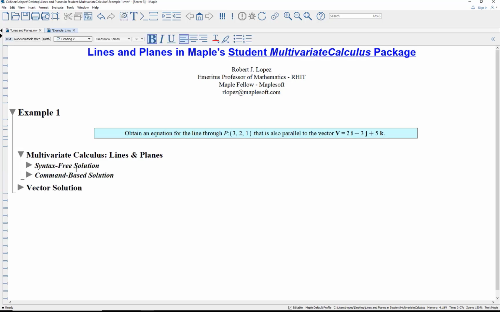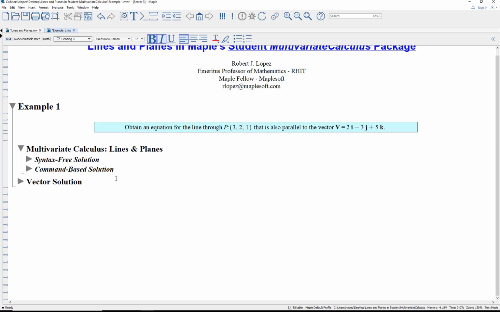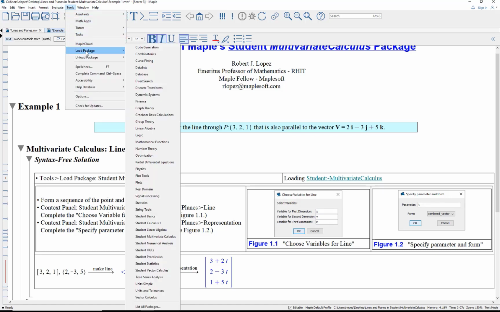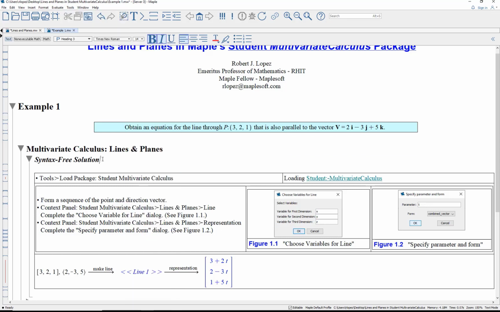I'm going to solve it in two different ways, a syntax-free solution, and then I'll show you how the commands behave. For the syntax-free solution, install the student package. Show you this once here, tools, load package, Student Multivariate Calculus. When that's installed, point, vector.